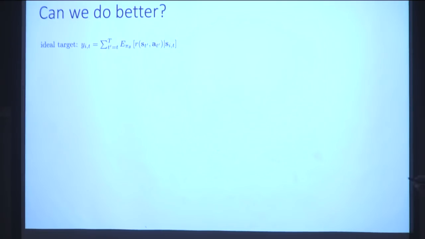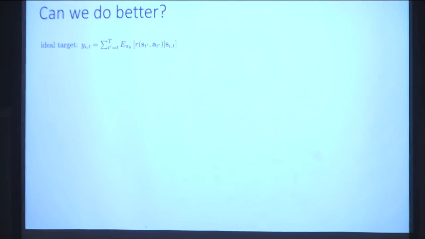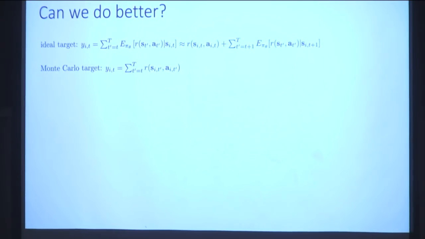What we really wish we had is the actual expectation, the sum from t prime equals t to capital T of the expected value of the reward. Can we get something that is closer to this expected value than what we had over here from just summing together the rewards? So this is the Monte Carlo target. This is what we had before. But this full expectation, we know from before that it's approximately equal to the reward at time step t plus the expected reward that's to go, which we saw before that we can approximate with the next value function.